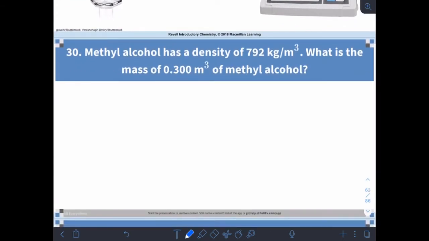All right, so question 30. Give this a pause, see if you can figure it out, and then come back. So I said we can use our density as a conversion factor. So this 792 kilograms per cubic meter, right? Don't be fooled because it's written side by side. It's the same thing as saying 792 kilograms over cubic meters. That means the same thing. Or cubic meters over 792 kilograms.